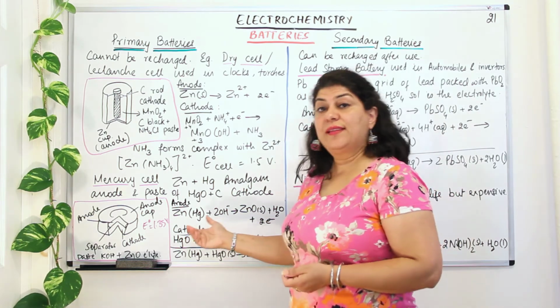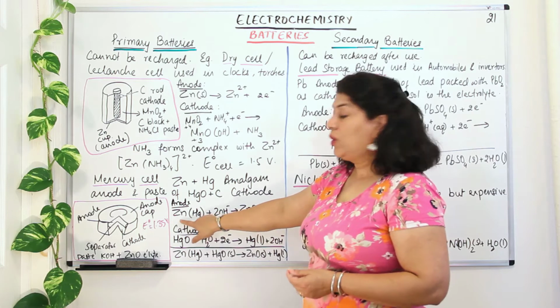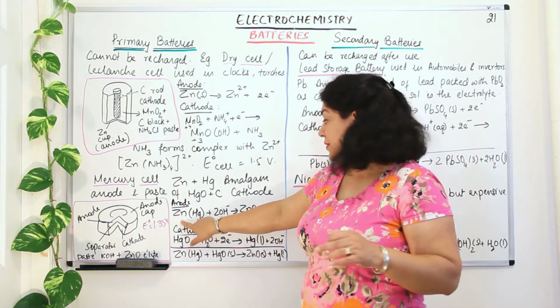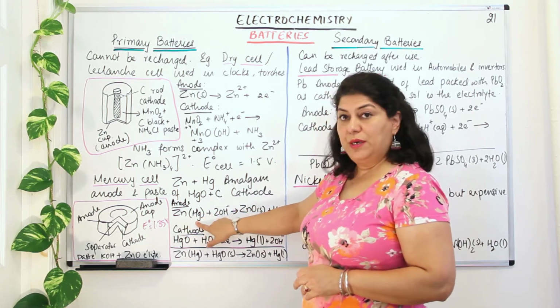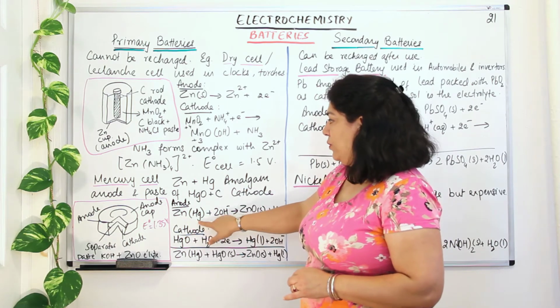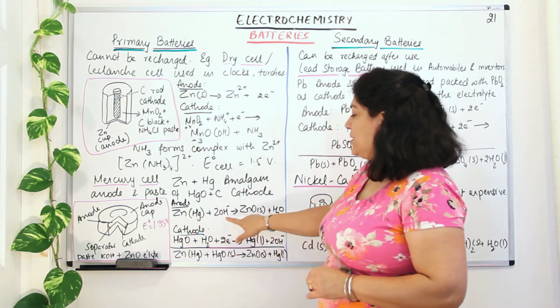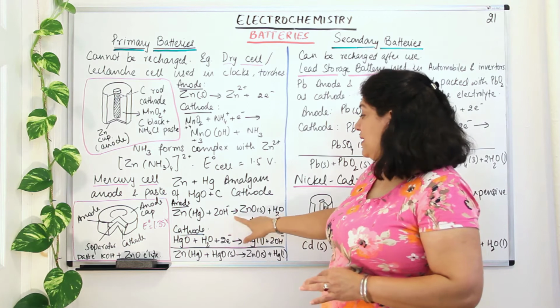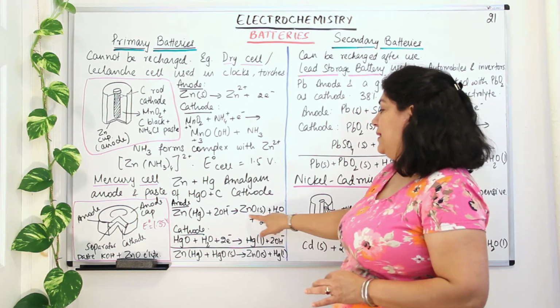What is the reaction at the anode? What occurs at the anode? Oxidation occurs. So you have zinc with mercury, which is the zinc amalgam, plus the OH negative ions. They give you Zn oxide, zinc oxide.